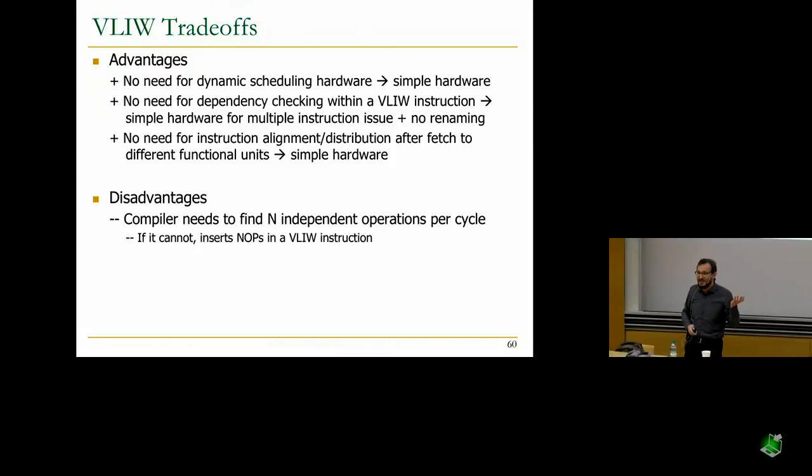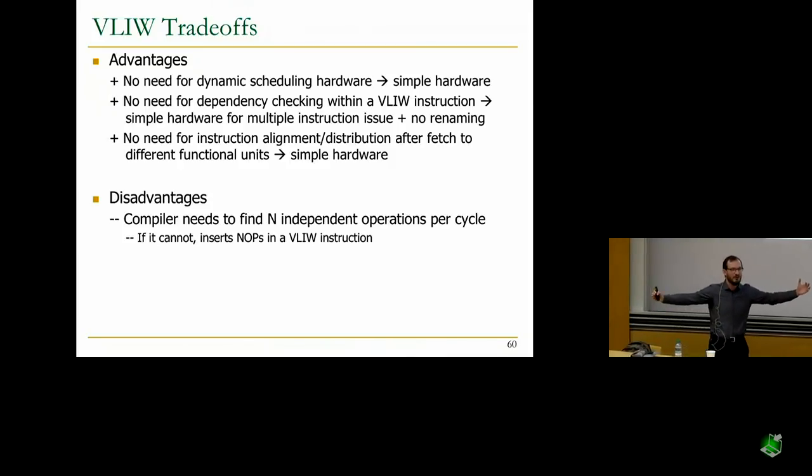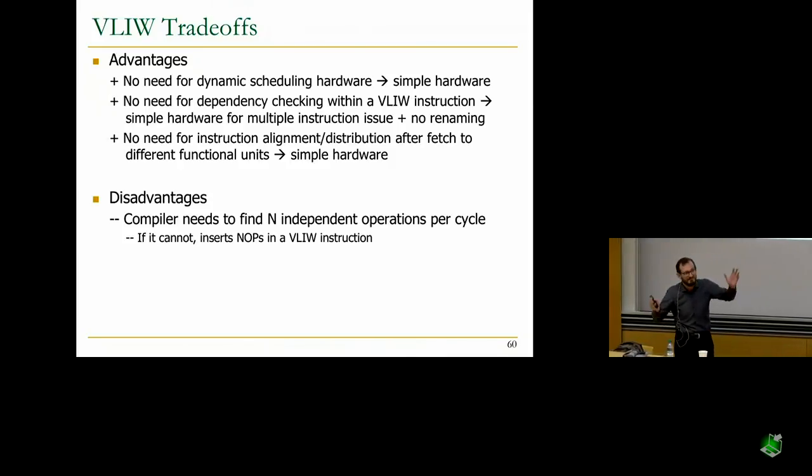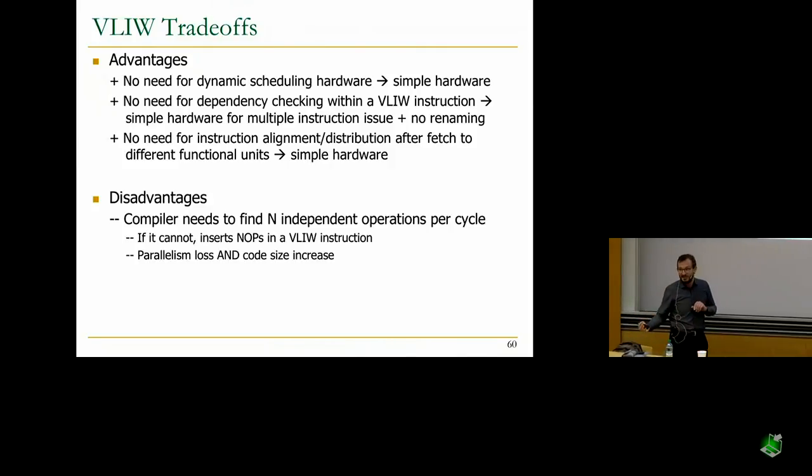The disadvantage is very similar to what we've discussed with delayed branching, for example. The compiler needs to find n independent operations per cycle. If it cannot, it inserts no-ops in a VLIW instruction. So out of your 28 instruction bundle, 10 may be no-ops, and that reduces your efficiency very quickly. And also, not only does it reduce your efficiency, it reduces the parallelism that you can exploit, but it also increases your code size. Right? You need to encode these no-ops somehow.